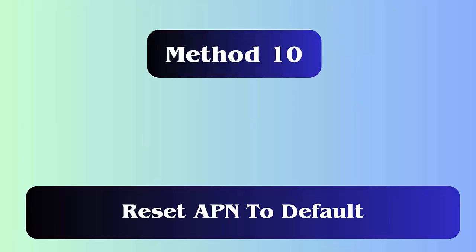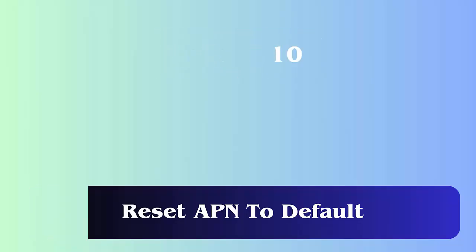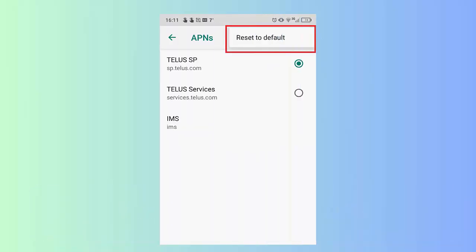Method 10. Reset APN to default. Even resetting the APN settings can fix the issue of mobile data not working on apps. Follow the steps. First, go to settings, network and internet, then mobile network. Now, click on access point names, APN. Here, tap on the three-dot menu, then reset to default.